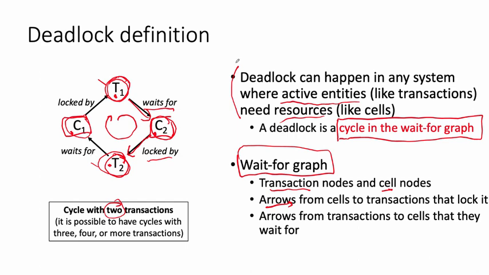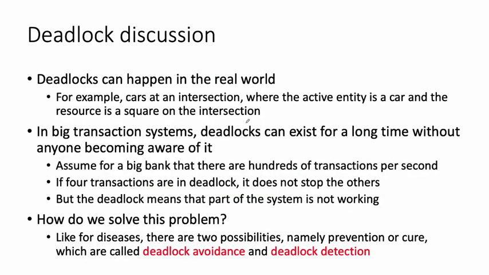And it can happen in any kind of system where we have resources. So in the real world, you have already experienced deadlock. A typical example of deadlock is cars at an intersection. So let me make a diagram here of an intersection.